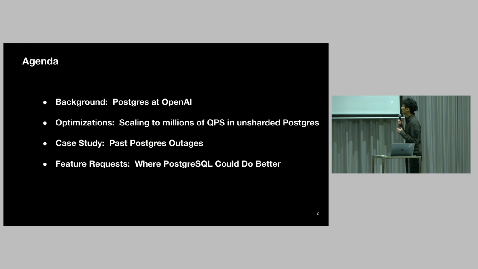So I will talk about the background, like how we use Postgres at OpenAI, and then I will talk about the optimizations we did, how it scaled to millions of QPS in the unsharded Postgres. I will also discuss some case studies about past Postgres outages, and also some feature requests we have for the community, like where Postgres could do better.